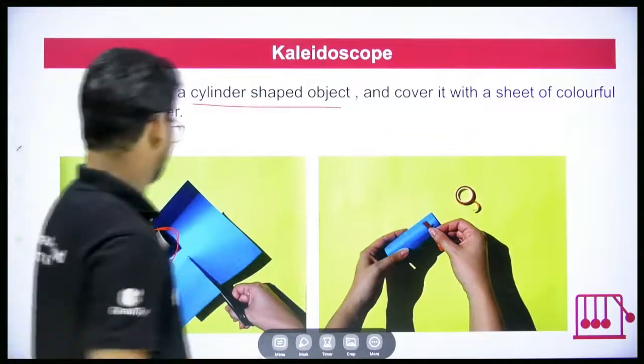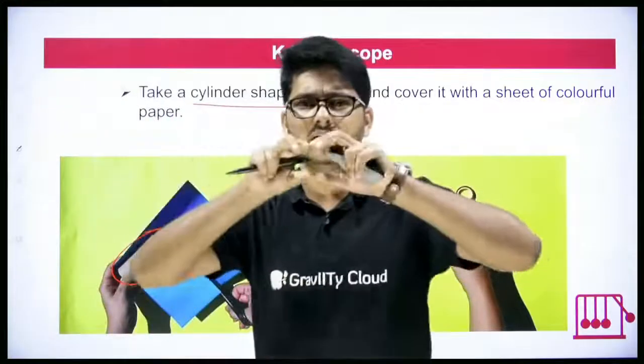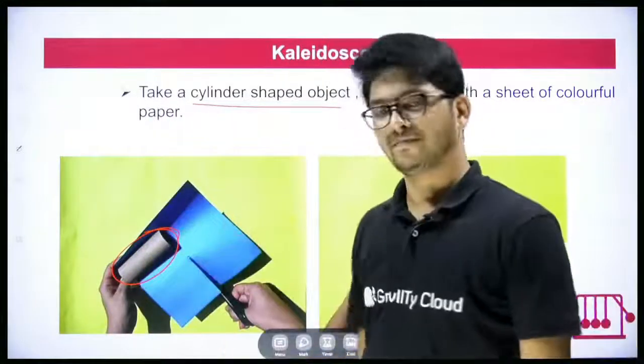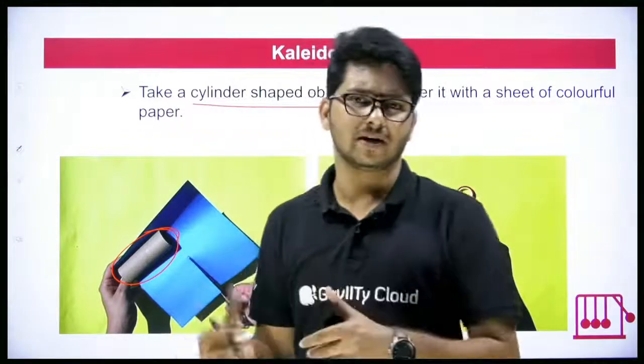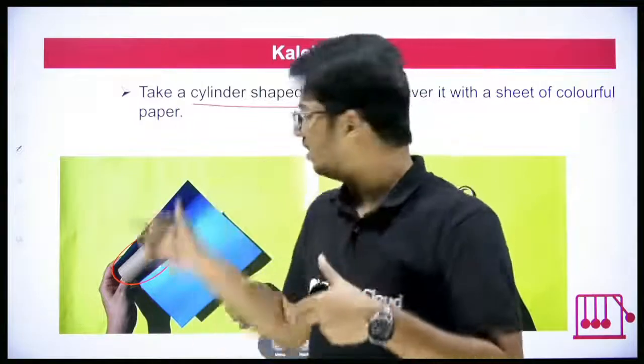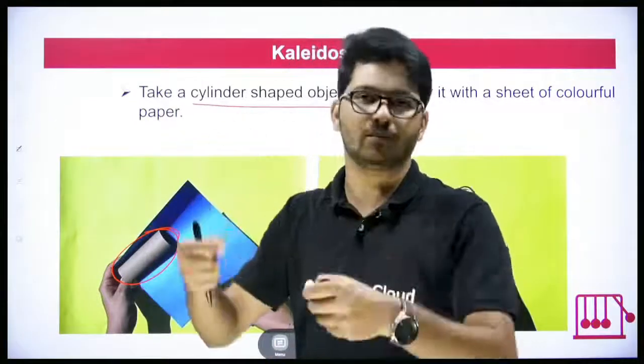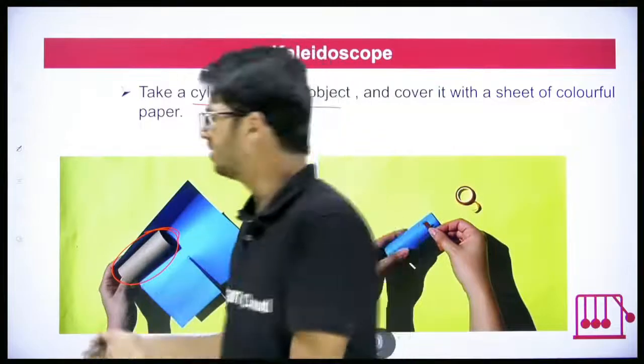This is a cylinder shaped object. It's like a hard roll, that's it. If you need an example, there is toilet paper. Toilet paper is wound on a cylindrical cardboard. You can make use of it, very simple.